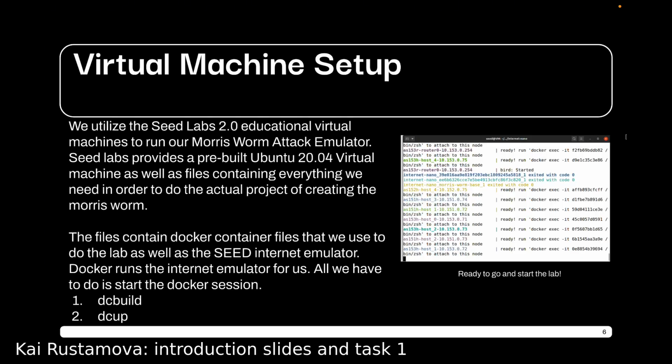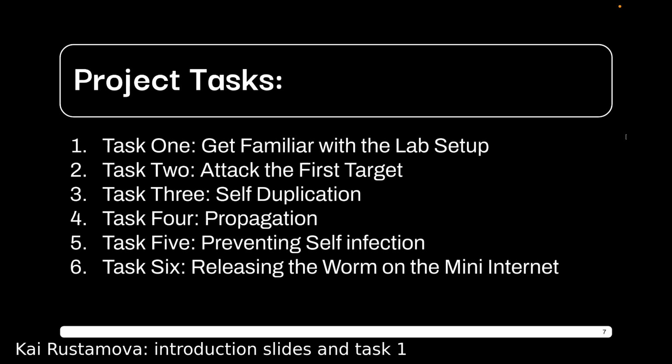For the lab setup, we use the Seed Labs 2.0 virtual machine, which is based on Ubuntu 20.04. The lab files included Docker containers, container files, and the Seed internet emulator. Docker allowed us to run many simulated hosts and routers. To start the lab, we built and started the containers using dcbuild and dcup.